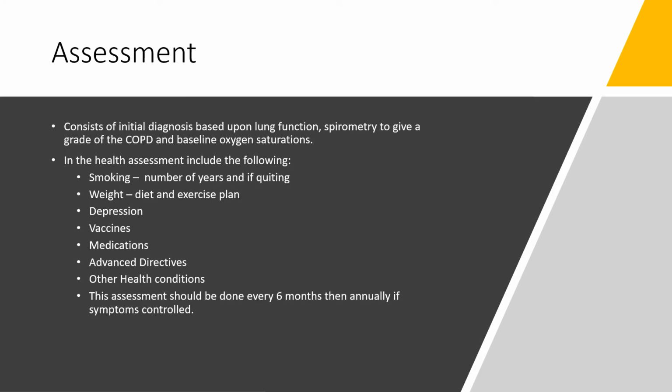So the initial part of treatment with any of the patients that we would treat is the assessment. It would consist of initial diagnosis that would be based upon lung function, spirometry, and to give a grade of the COPD and baseline oxygen saturations. When it comes to grading the COPD with the spirometry, it can be a grade 1, which is mild, grade 2 moderate, grade 3 is severe, and grade 4 is very severe.